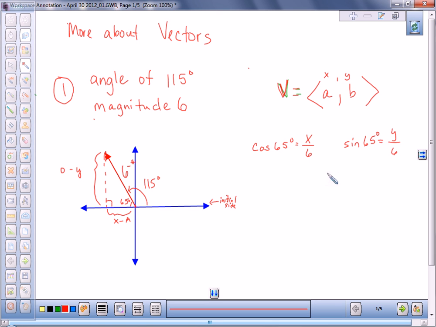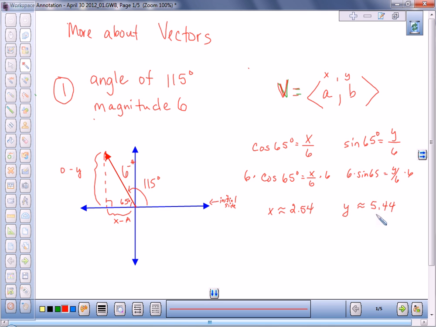Now, to solve both of these, we'll just multiply by 6. So we multiply this side by 6 and this side by 6. So we get that x is approximately 2.54. And we do the same thing here. We'll multiply both sides by 6. And we get y is approximately 5.54.